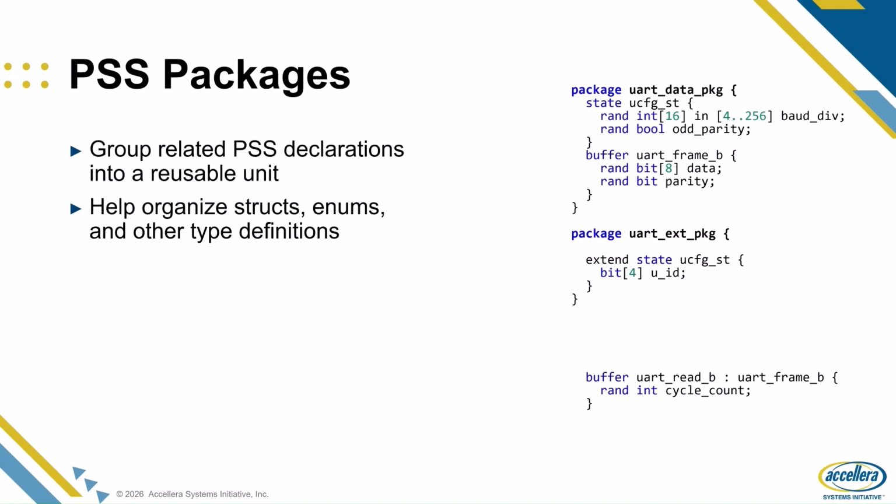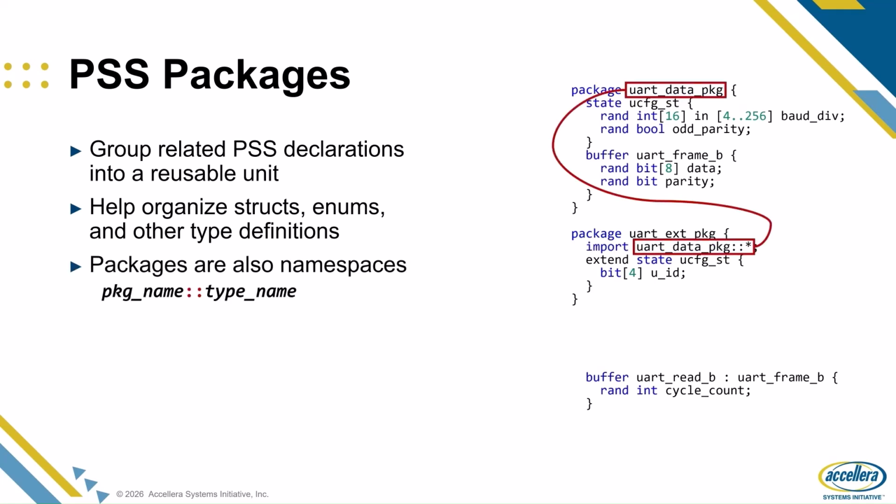Now, a PSS package groups related PSS declarations into a reusable unit and helps organize your code. We can organize our previous type declarations in a data package and the type extensions in an extensions package. Packages are also namespaces. You can reference types using the package name::type name syntax to avoid ambiguity.